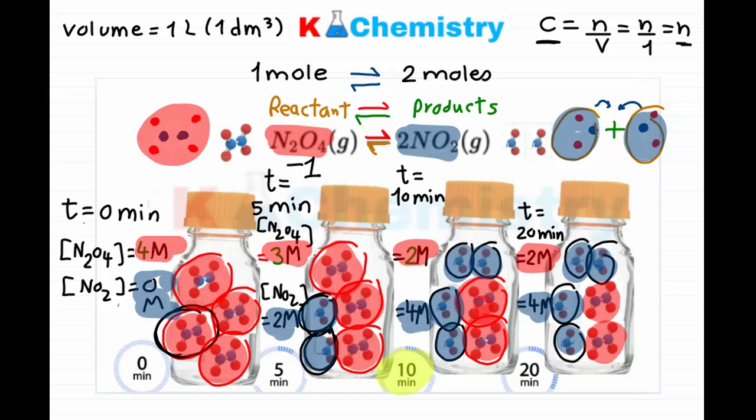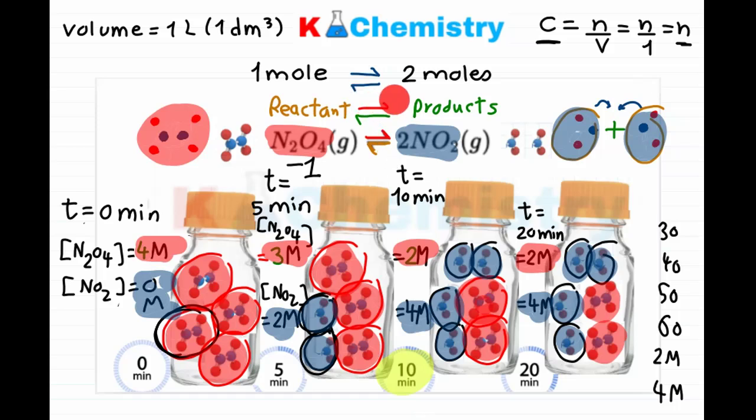I will see here they are 4 here, and here still 4, and here 2, and here still 2. And if the time increased more than that, and equilibrium is still there, even 30 minutes, 40 minutes, 50 minutes, as long as the reaction is happening, the concentration will stay at 2 molar for N2O4 and 4 molar for NO2. So we can simply define equilibrium as the state in which the rate of the forward reaction is equal to the rate of the backward reaction.